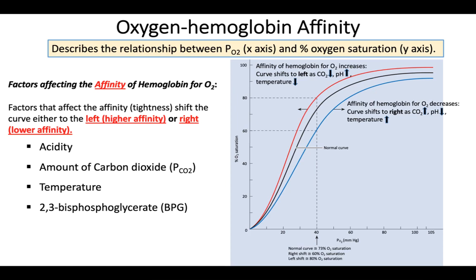Now notice there are certain conditions, certain factors that will shift this curve. The ones that shift the curve to the right are going to lower the affinity. So that is an increase in carbon dioxide levels, a decrease in pH, so that means the area is more acidic, and an increase in temperature. What shifts it to the left is the opposite. Less carbon dioxide, higher pH, lower temperature. So what does this mean?